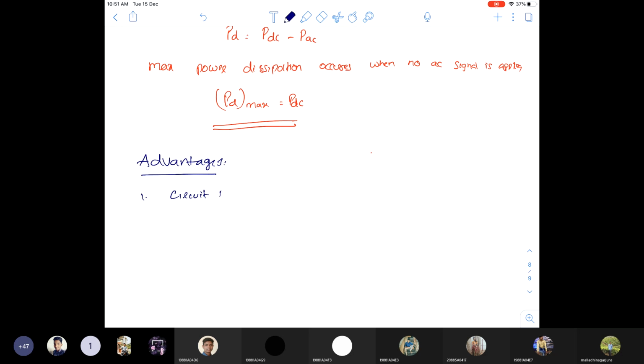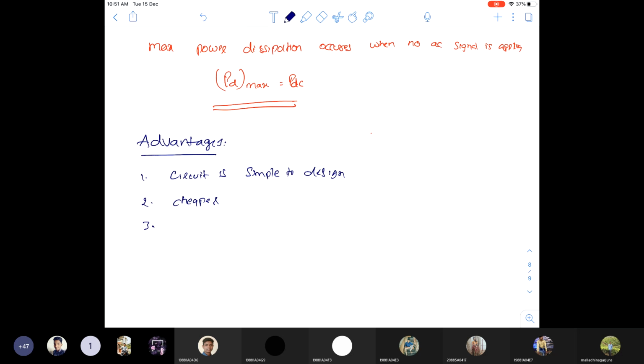Advantages. The circuit is simple to design, because we require only two transistors, one RP resistor, two resistors, one RP and RC, and one simple power transistor. It is also cheaper, cost-wise. The third one is that fewer components are required. So the circuit is simple and fewer components are required. These are the advantages.